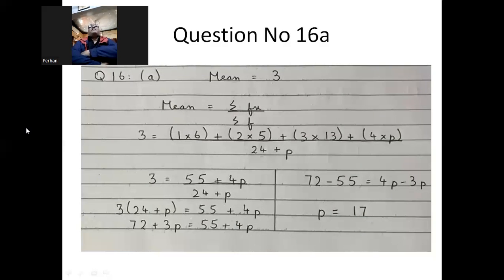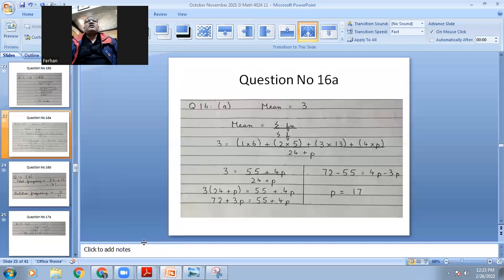So you will have 55 plus 4p divided by 24 plus p equals 3. So cross multiply here. You will have 3 times (24 plus p) equals 55 plus 4p. So you will have 72 plus 3p equals 55 plus 4p. 72 minus 55 equals 4p minus 3p. So p will be equal to 17. So this is the A part of question number 16. We found the value of p, that is 17.